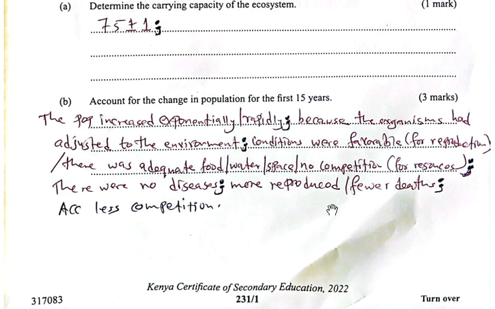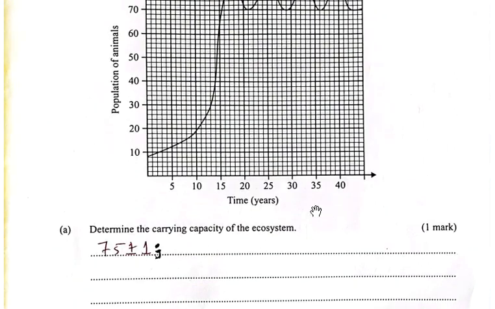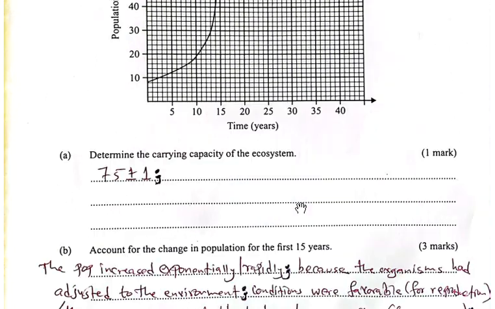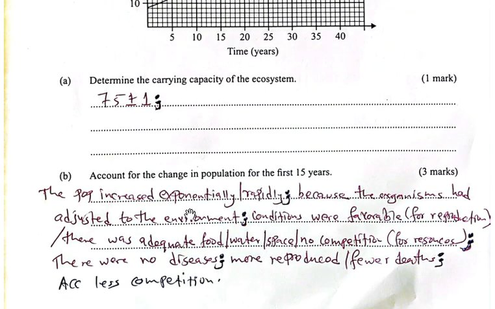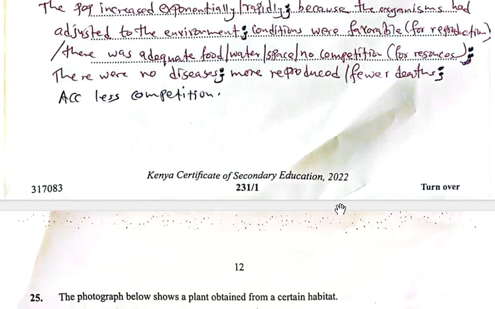Next, part B, account for the change in population for the first 15 years. For the first 15 years, you can see the population of animals is increasing, and you can say the population is increasing exponentially or rapidly because the organisms had adjusted to the environment, and the conditions were favorable for reproduction, and there was adequate food, water, space, and no competition for resources. Also, there were no diseases, and more reproduce, and we had fewer deaths.